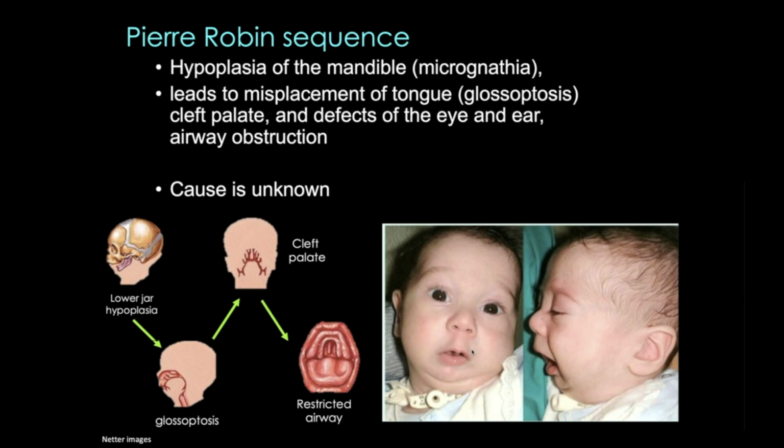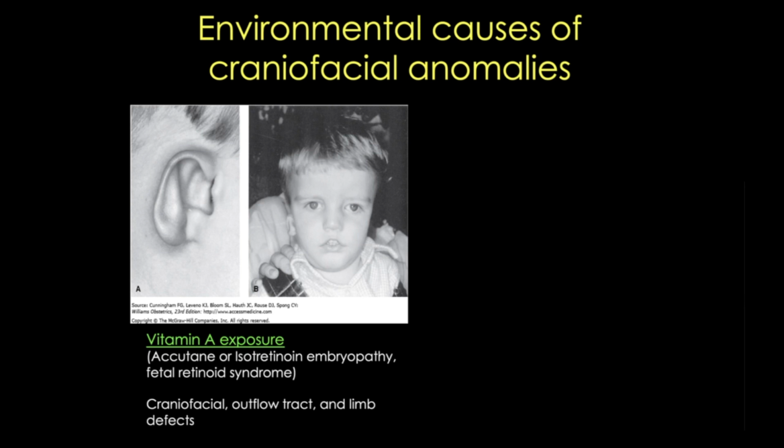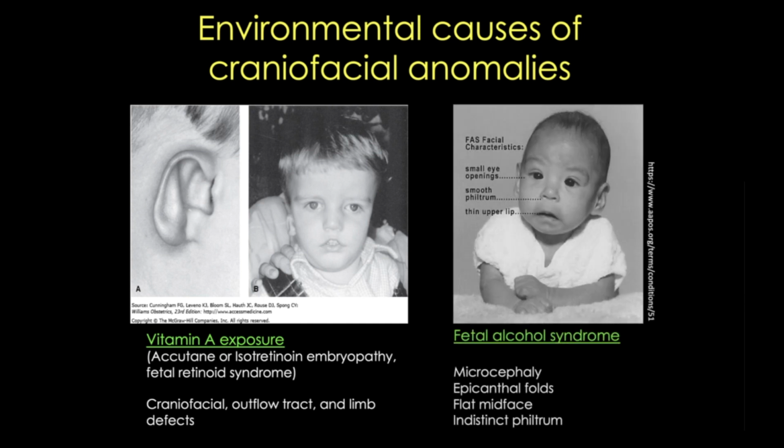Facial abnormalities can also be caused by in utero exposures, such as vitamin A. Maternal use of Accutane used to treat acne can cause fetal retinoid syndrome. These patients have craniofacial defects, and because neural crest is affected, cardiac outflow tract and limb defects are often comorbid. Another environmental cause of facial deformities is fetal alcohol syndrome, which represses neuroectoderm and neural crest induction, leading to facial abnormalities seen here.